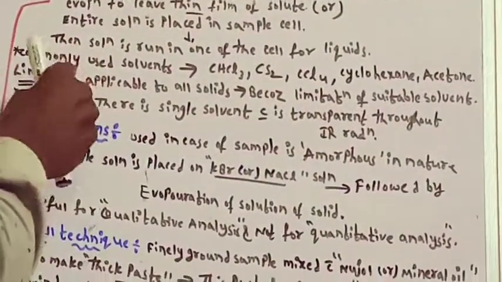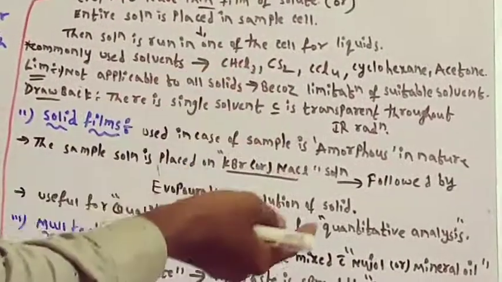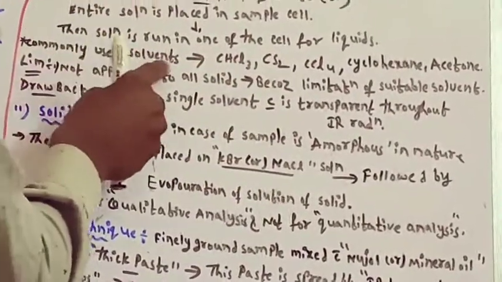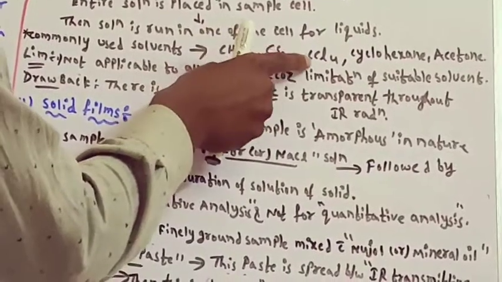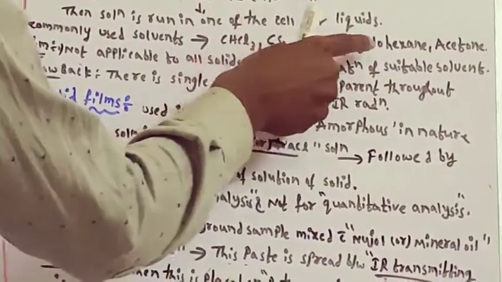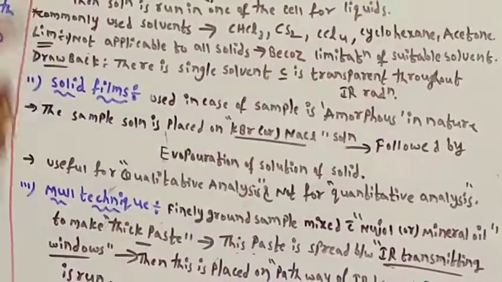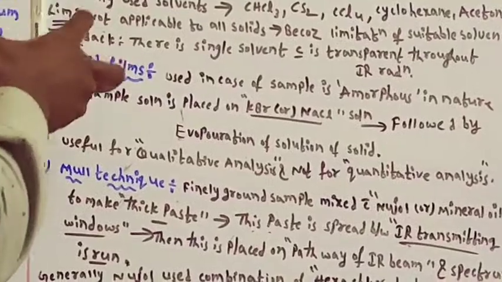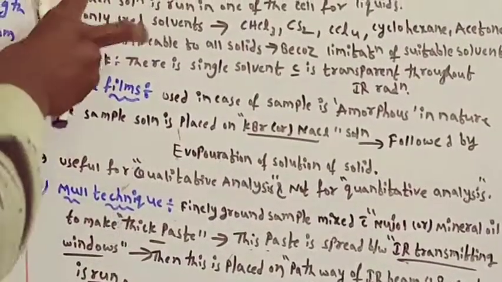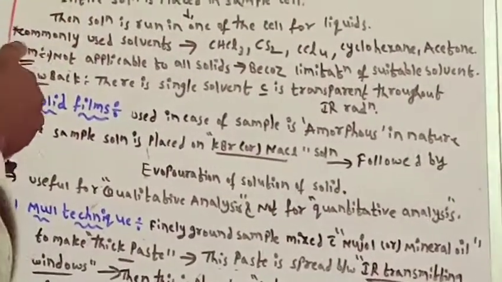Then what are the commonly used solvents for dissolving these solids in this way? Commonly used solvents are chloroform, carbon disulfide that is CS2, carbon tetrachloride CCl4, cyclohexane, acetone, etc. These are commonly used solvents. Then what is the limitation? What are the drawbacks of the solids run in solution method?